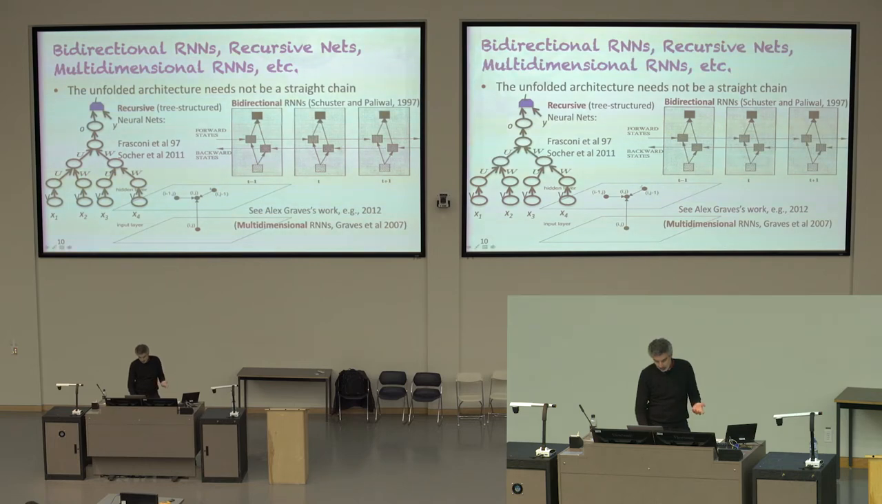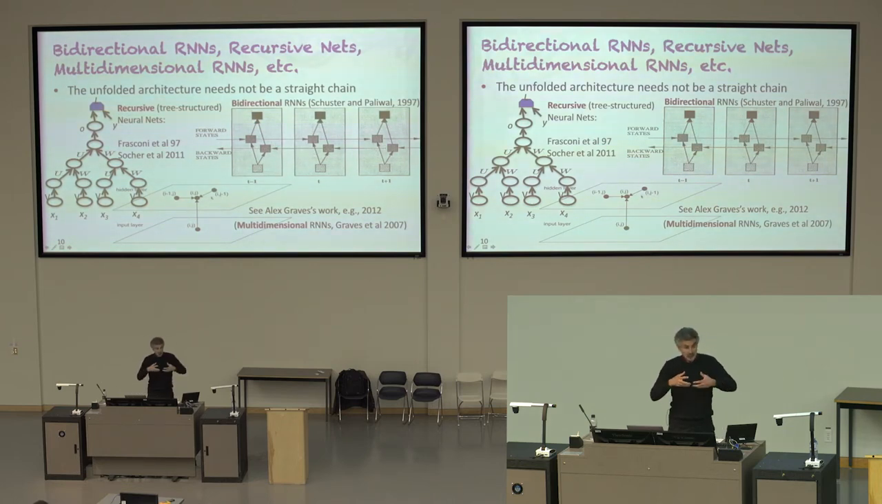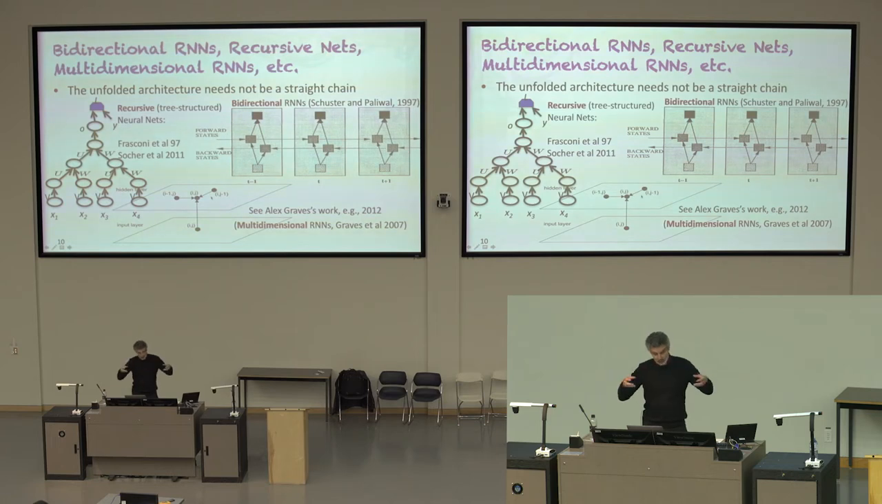You can create all kinds of graphs. For example, Alex Graves showed how you can use a 2D structure to create an unfolded graph, which is not a chain, but a sort of grid where at position, say, i,j, the node takes input from the node i minus 1,j and the node i,j minus 1, and so you build a sort of grid that is going to go through the image. So if you're looking at image data, you can do it in higher dimensions as well.